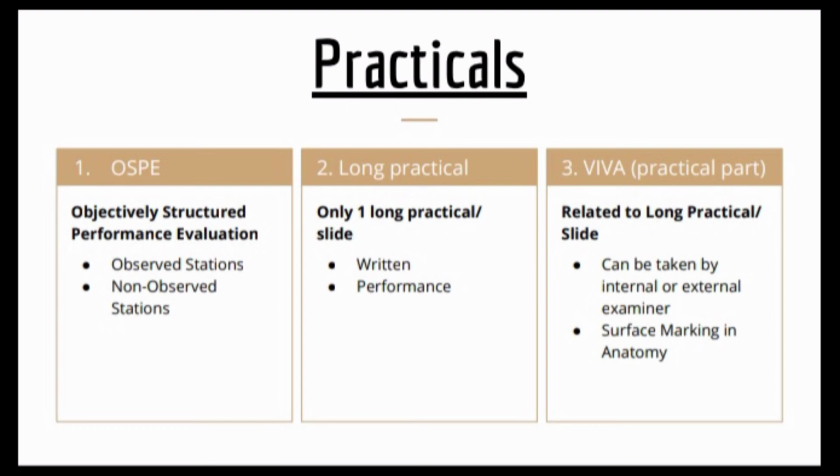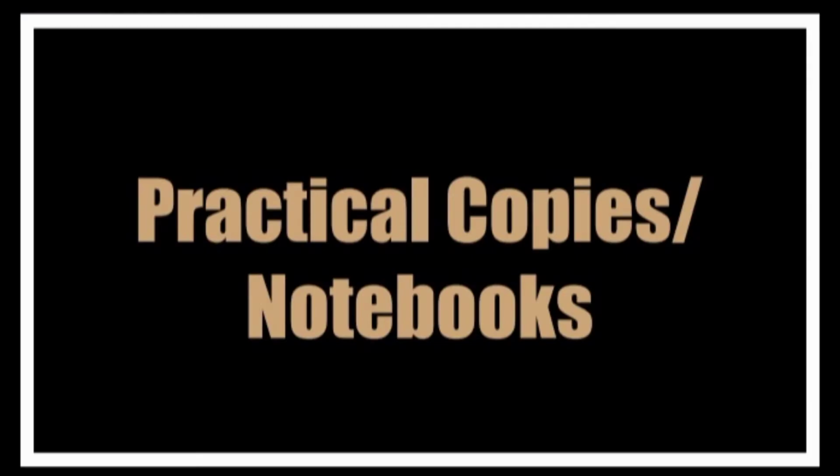Then you have no long practical in anatomy, while in physiology and biochemistry you have OSPEs, and they include different stations consisting of different apparatuses or reagents and a couple of questions asked about them. Then you have a long practical for the written as well as the performance. Then there is a viva related to that long practical by either the internal or external examiner. Then you are also asked to maintain and make some practical notebooks throughout the year. So we will be talking about them now.